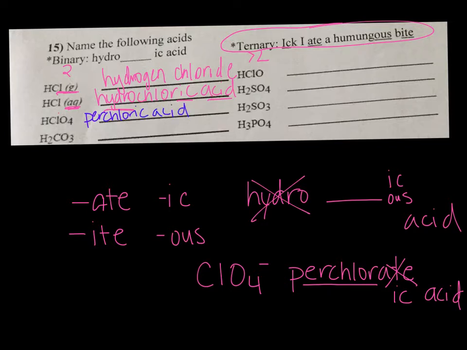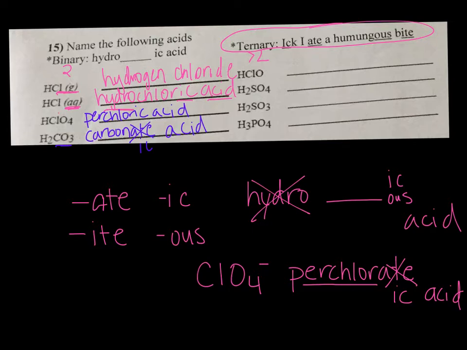Okay? Same with the next one. So now we have H2CO3. CO3 is carbonate. Okay, so what we're going to do is we're going to get rid of the ate, replace it with an ic, and end with acid. This is carbonic acid.